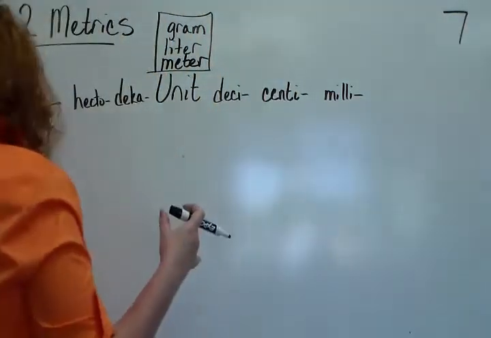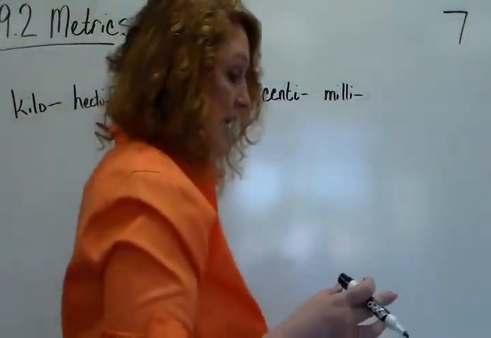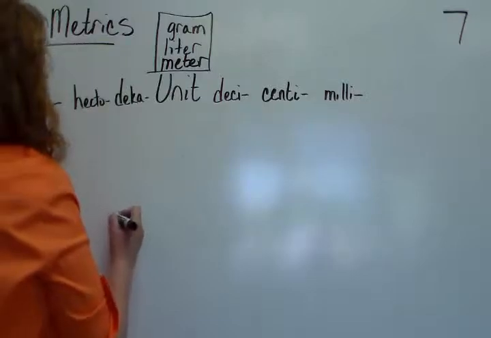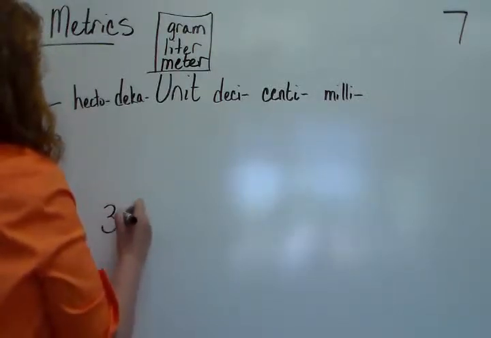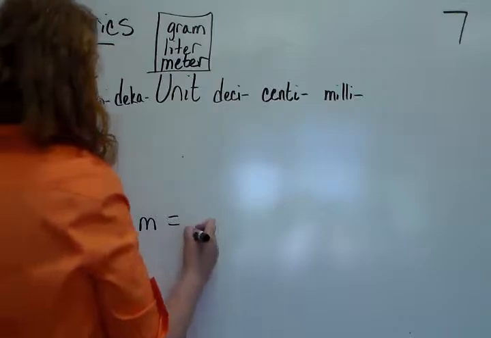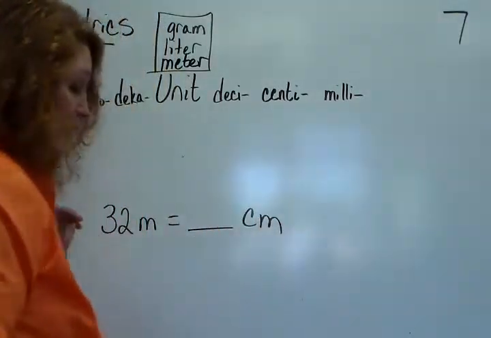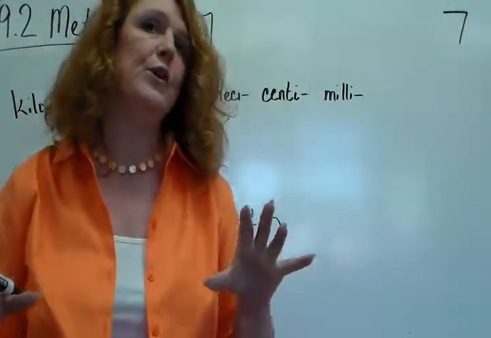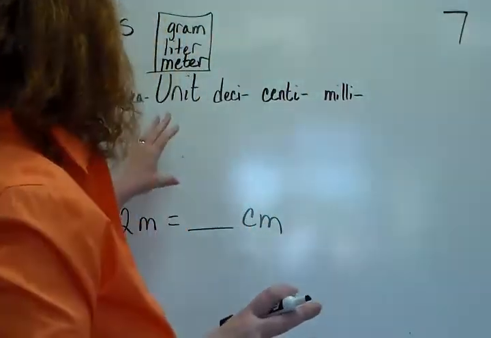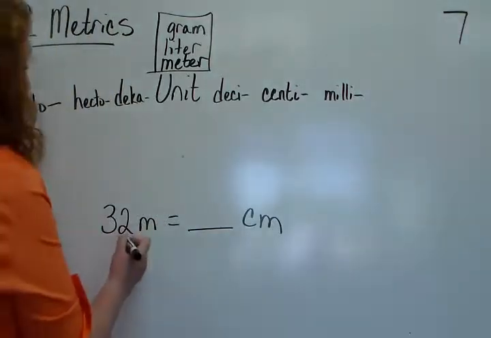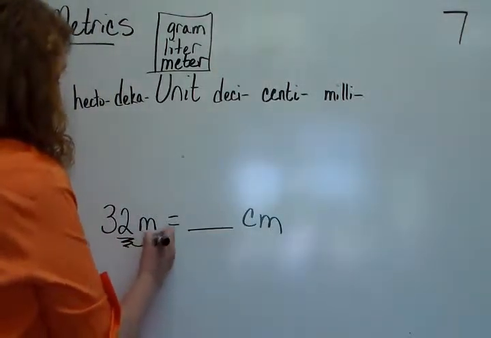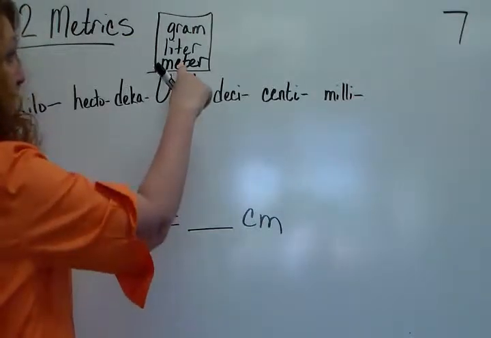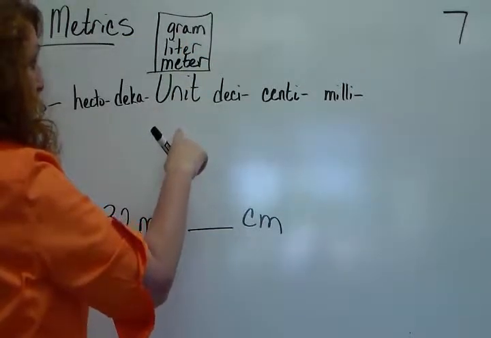So, here we go. If you are changing from metric to metric, let's say you have 32 meters, and you want to know how many centimeters it is. So here's the secret to metrics. You're going to put this in so that your number ends here. I want my 32 to end in the meter column, and this unit here, this is the meter column.